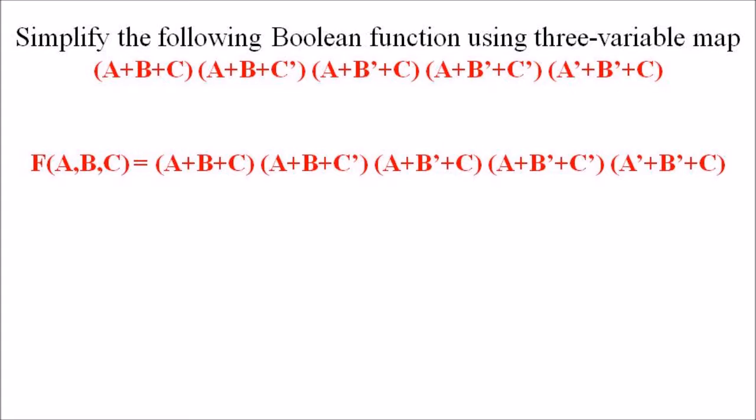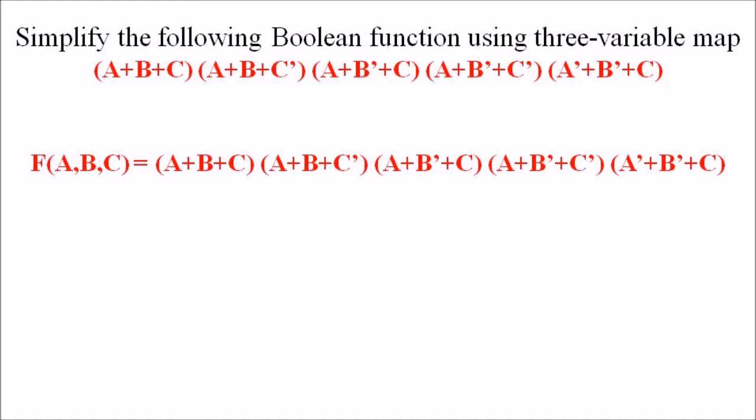Our question is: simplify the following Boolean function using a 3-variable map. Our function is (a + b + c)(a + b + c')(a + b' + c)(a + b' + c')(a' + b' + c). If we analyze this given function, we can see three different variables, a, b and c, and each individual term has all these three variables. So the given function has three variables.